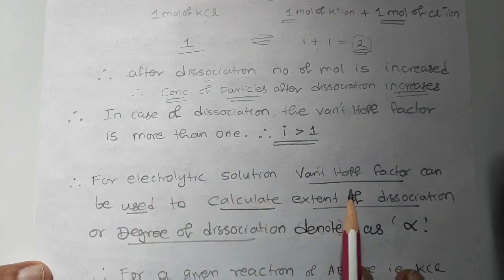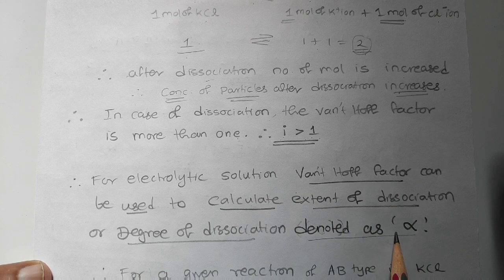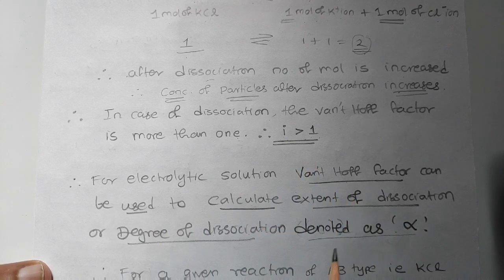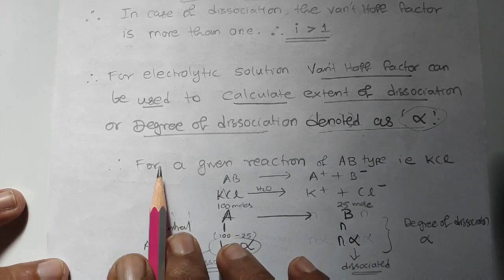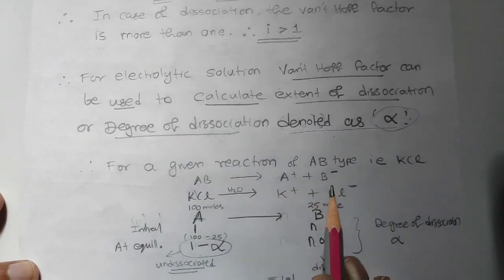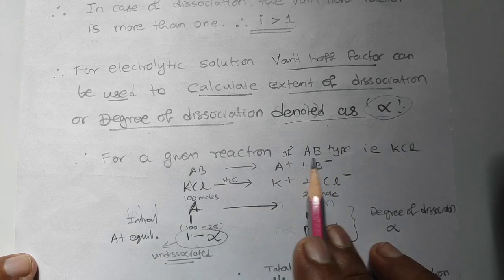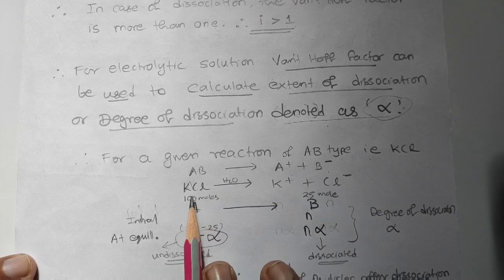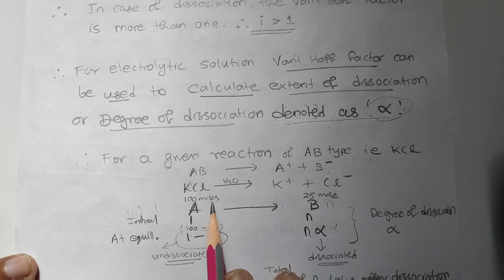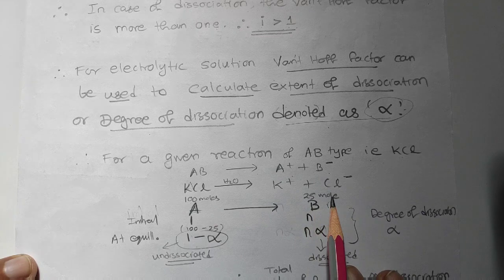For an electrolytic solution, the van't Hoff factor can be used to calculate the extent of dissociation, or degree of dissociation, denoted by alpha. If you want to find this van't Hoff factor i value, first you need to understand what the degree of dissociation is, denoted by alpha. We have taken a nice example here, a given reaction of AB type. AB means 2 ions can be formed on dissociation. So if KCl is taken as 100 moles, after dissociation it will be, suppose, 25 moles.